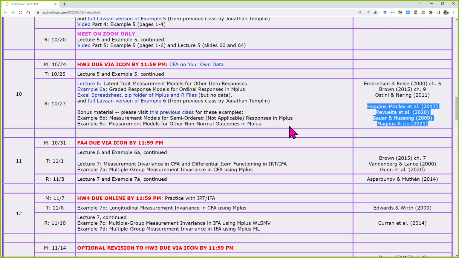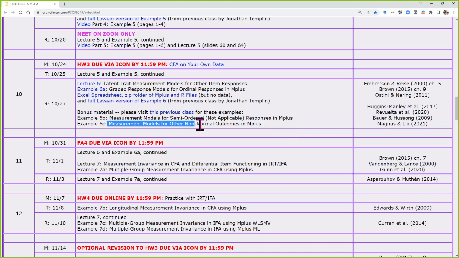There's one about using nominal models to include semi-ordered nominal response models for missing data or not applicable responses. And then I had example 6C, which is about count type outcomes. There's a new article that just came out that I added to that, which I had not had the reference for down below, but the article has been on your reading list.